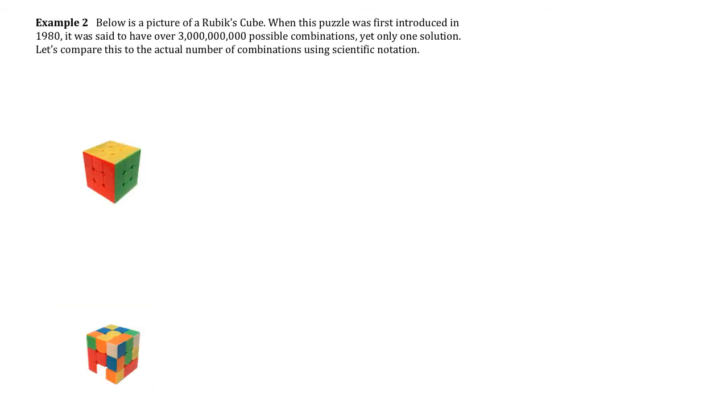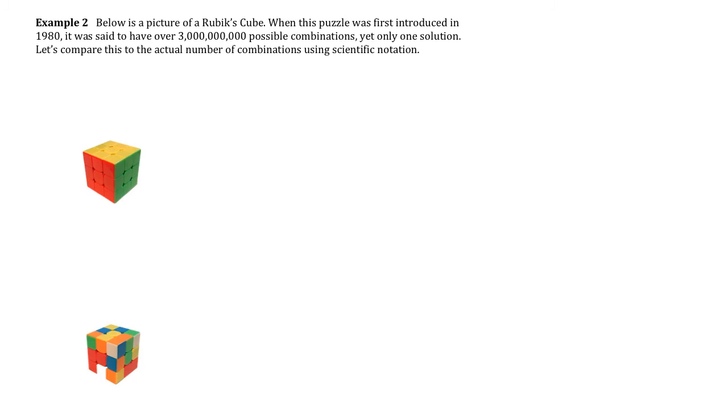For example 2, I wanted to look at why you might want to use scientific notation. So I have a picture of a solved Rubik's Cube, and here's a scrambled one right below. When this puzzle came out in 1980, it was advertised as saying there are more than 3 billion ways to scramble this cube into something that looks like this. And there's only one solution out of all these possible combinations. So 3 billion is a big number.